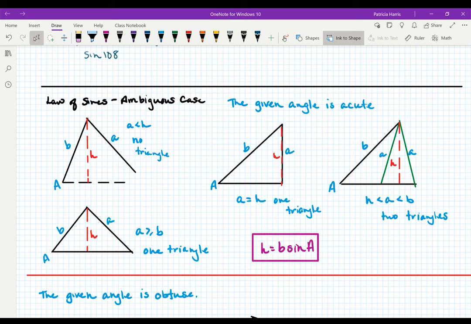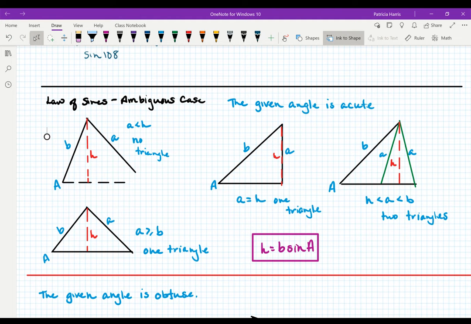Hey guys, so now we're going to discuss the ambiguous case of the law of sines. Now you'll notice that I have several triangles drawn for you. So when we do the ambiguous case, you are given one angle, just one. You are given its opposite side, and then you're given another side. But the key is you're only given one angle.